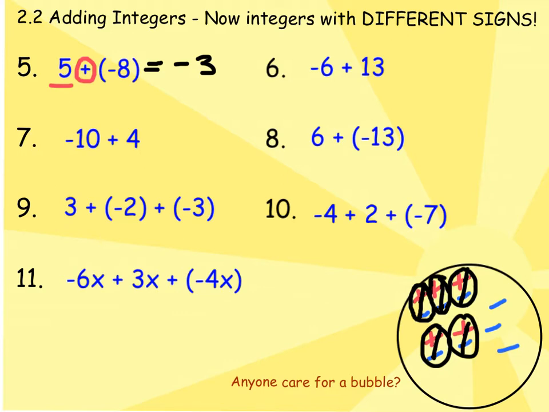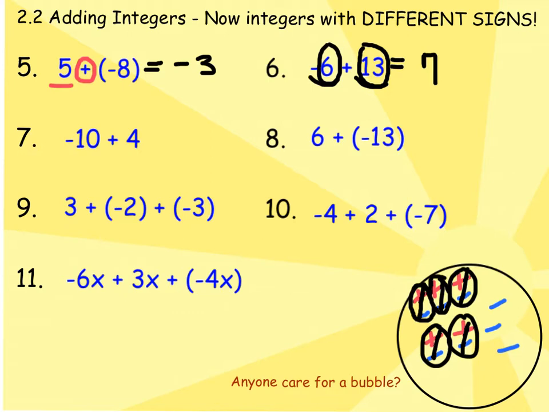Let's go ahead and take a look at number 6. We have negative 6 plus 13. So if I think of this like, do I have more negatives or more positives? If I were to draw the bubble, I would have more positives because there's 13 of them. That means that my answer is going to be positive. Now, how many more positive signs would I have? Well, there's 13 positives and 6 negatives. That would make a difference of 7. So that means there are 7 more positive signs.